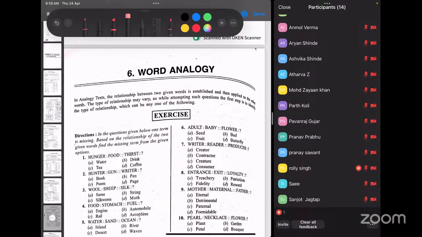Treachery. Fidelity. Sir, I think it's option A. Option A. One minute, let me check the meaning of fidelity. Fidelity is the same as faithfulness, which means loyalty. So the opposite must be treachery, which means causing harm to someone. Yes, it must be A then.